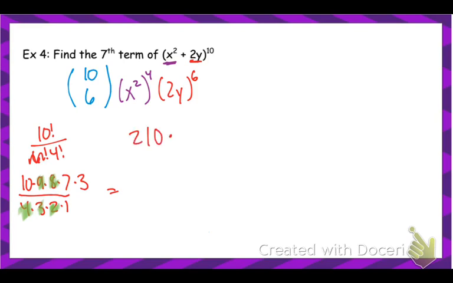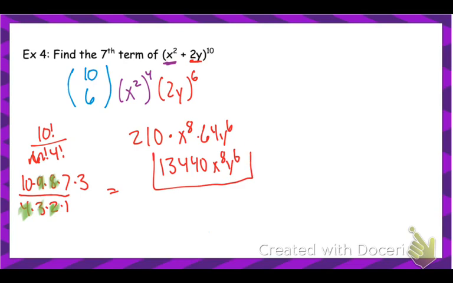So this is 210 times x to the 8th times, and remember, all of this is multiplied together. There are no pluses or minuses in between here. This is one single term. So then it's times 2 to the 6th, which is 64, y to the 6th. Go ahead and multiply 210 times 64. You end up with 13,440 x to the 8th, y to the 6th. And that is the 7th term of that expansion.